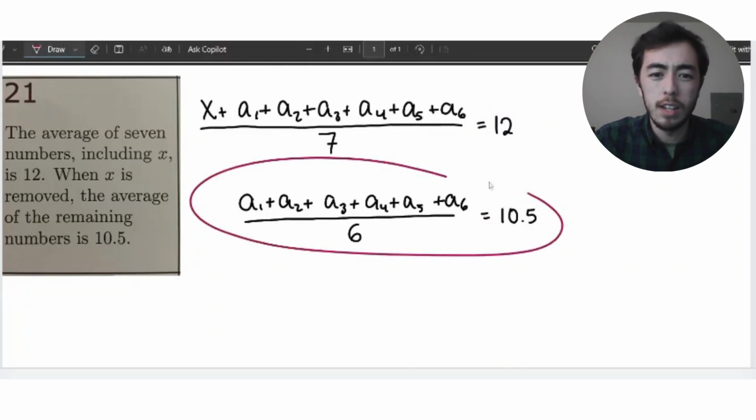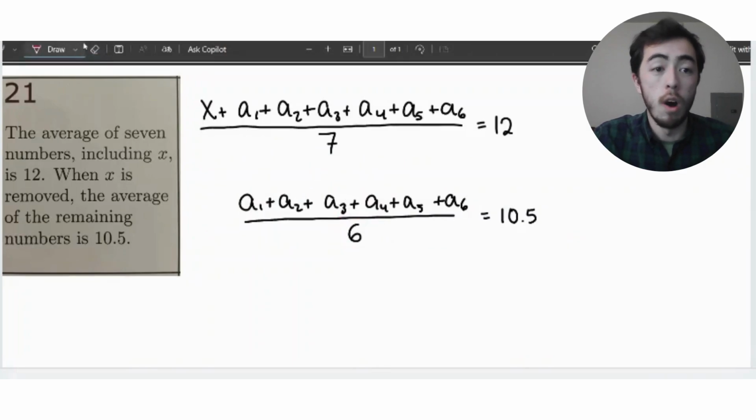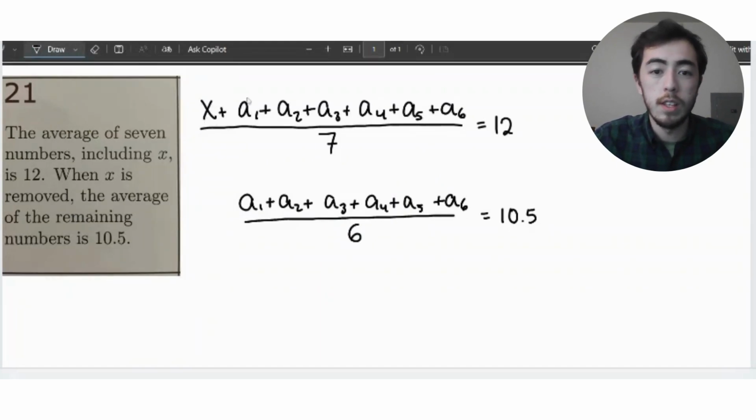Also, seeing here that the average of all of these numbers is 10.5, I have some leeway with how I'm going to choose what these numbers are. I could actually just call all of them 10.5. And so if you add up the same numbers 6 times and then divide it by 6, you'll just get the same number. Alternatively, if you wanted to use whole numbers instead, you could call it 10, 11, 10, 11, 10, 11, though it really doesn't matter what each of these individual numbers are. Instead, all I really care about is that total sum.